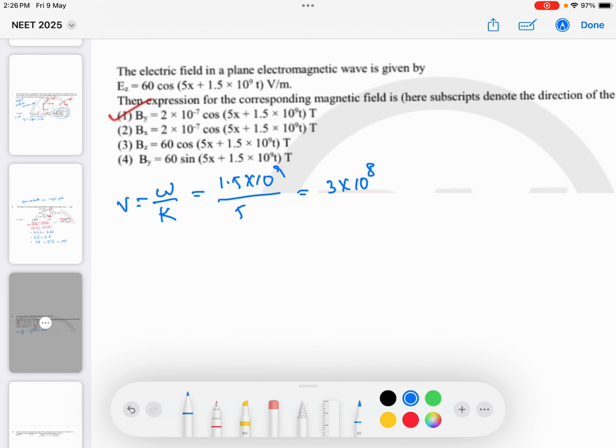So the velocity of the wave is given. We know that B naught is equal to E naught by V. E naught is 60 and V is 3 into 10 power 8, which gives 2 into 10 power minus 7 Tesla. So options 1 and 2 are possible. The electric field is in the Z direction and the wave propagates in the X direction, so the magnetic field is always perpendicular to both. So the first option is correct.